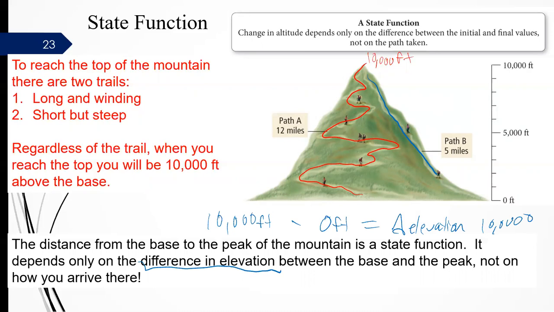Now, if you said the distance that you walked, the distance would not be a state function. And that's because if you took path A, you walked 12 miles. Your distance that you covered was a lot more. If you took path B, then you only walked 5, and so your distance was different. So some things do depend on the pathway that you take, and some things don't. And so that's how you classify things as being either state functions or non-state functions, whether it depends on the path you took or whether it is independent of the path that you took.